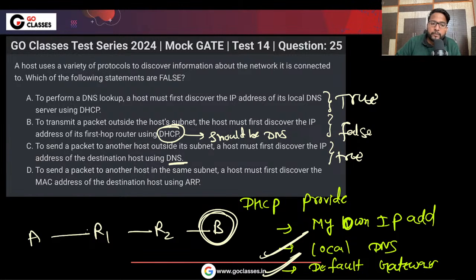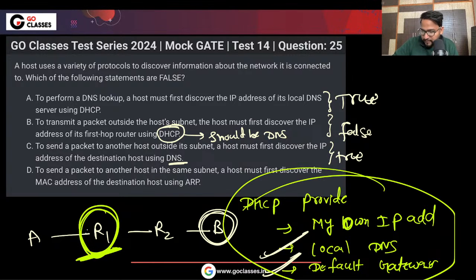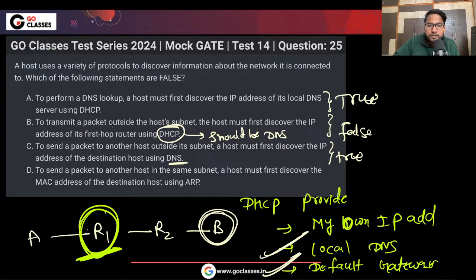So, what is the doubt that you have, Ayush? Using DHCP, do you really get the IP address of B? Or using DHCP, you will be getting the IP address of R1, which is the default gateway, or local DNS, or your own IP address. So, DHCP provides these things, right? Okay, they are saying first hop. They are not saying the destination. Sorry about that. Destination is written here, so this is true, because destination is written here.